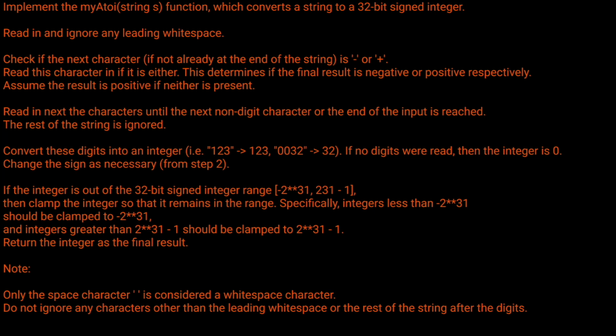Convert these digits into an integer, i.e. the string 123 should become 123. If no digits were read, then the integer is 0. Change the sign as necessary from step 2 where we parsed whether it was positive or negative. If the integer is out of the 32-bit signed integer range, then clamp the integer such that it remains in the range. Specifically, integers less than minus 2 to the 31 should be clamped to minus 2 to the 31, and integers greater than 2 to the 31 minus 1 should be clamped to 2 to the 31 minus 1. Return the integer as a final result.